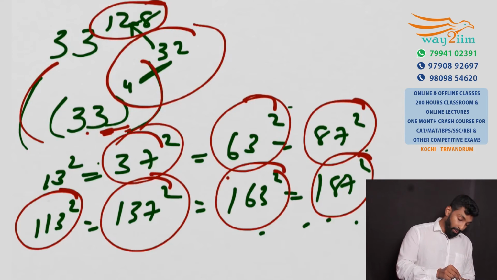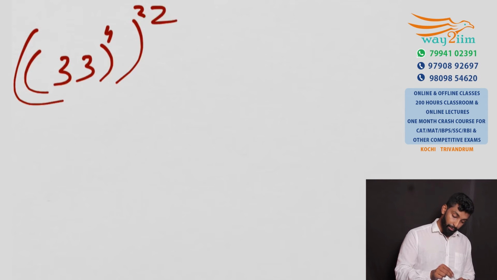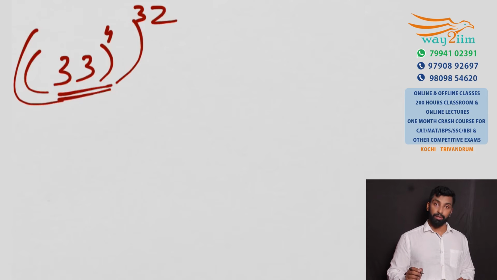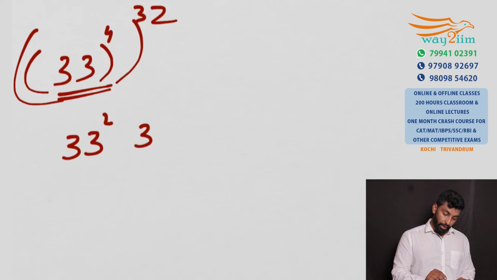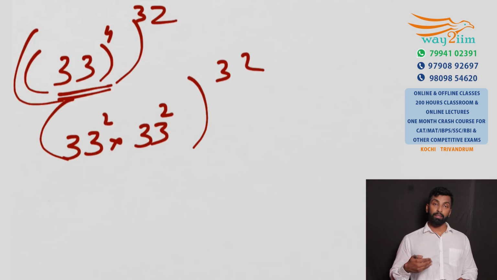Okay. Now, here what we need is 33 raised to 4, raised to 32, right? So what we need to know is here. 33 raised to 4 I can write as 33 square and 33 square, right? Now this 32 will remain the same. So 33 raised to 4 I wrote as 33 square, 33 square.